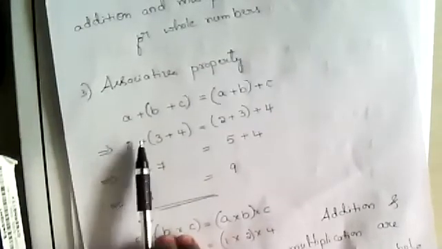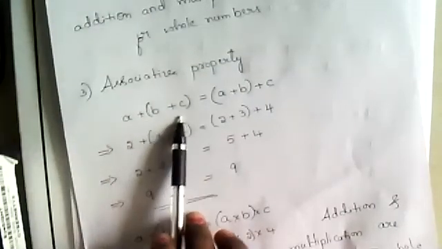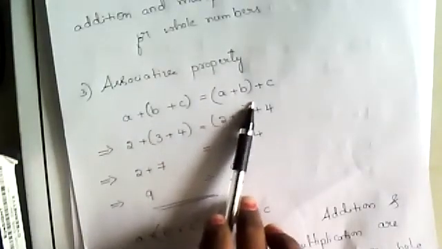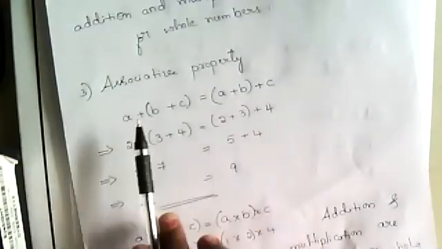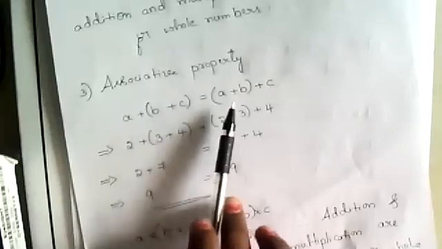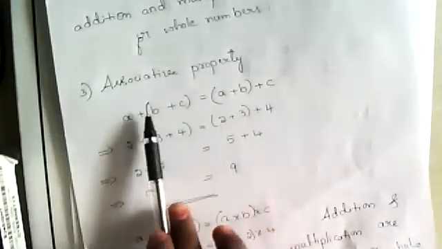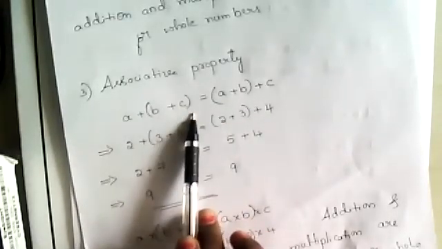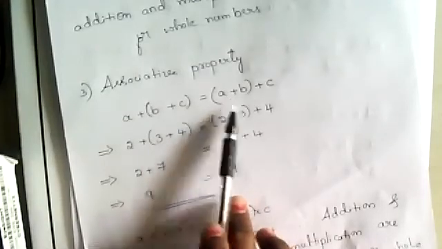And then we have practiced associative property. Associative property says that a plus (b plus c) equals (a plus b) plus c. But here we have grouped b plus c, and here a plus b. When we have brackets, we always have to simplify what is in the bracket first. Okay, first we have to simplify the numbers inside the bracket.